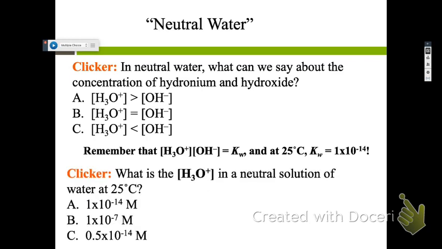So then, what is the concentration of hydronium at room temperature for a neutral solution?